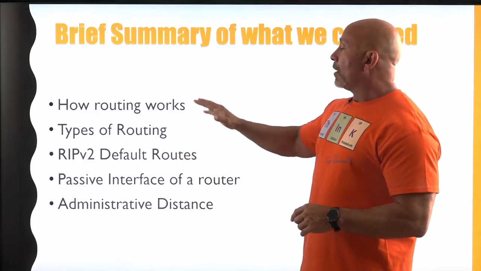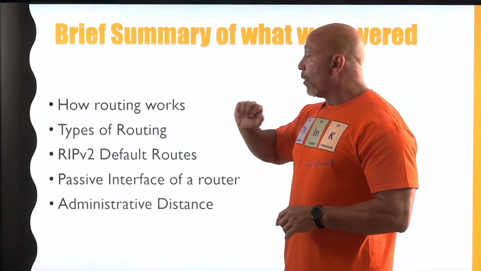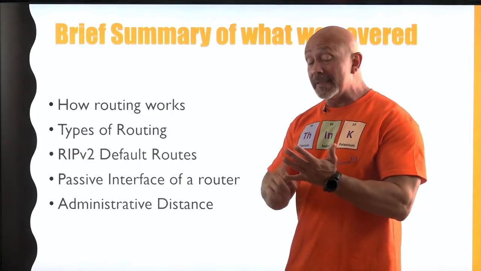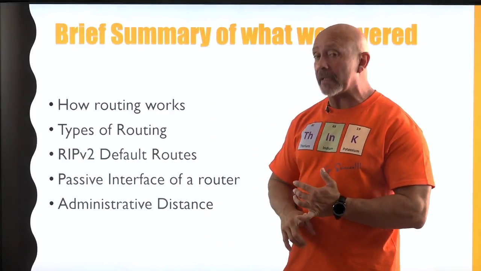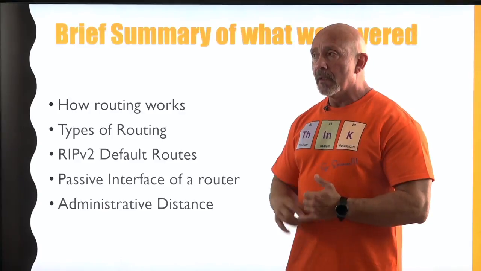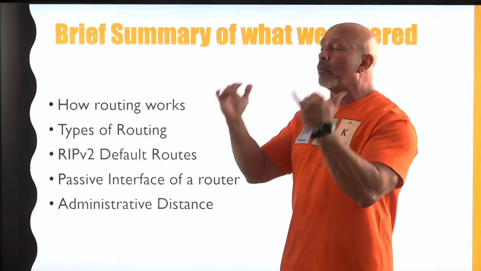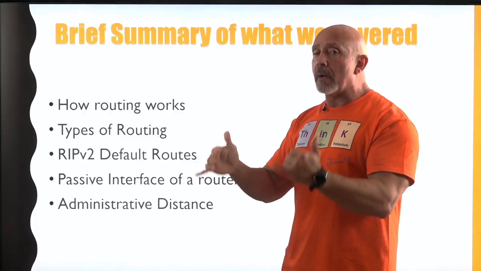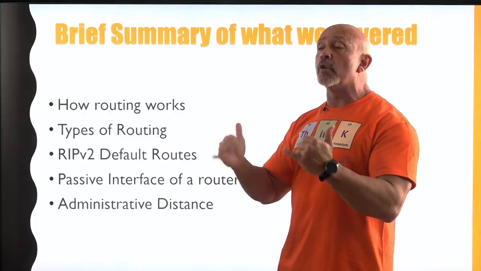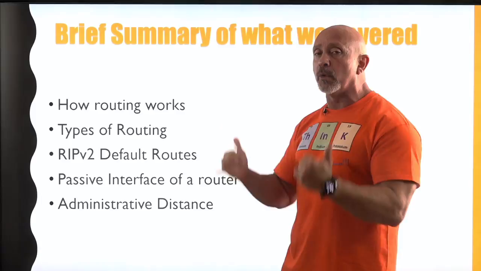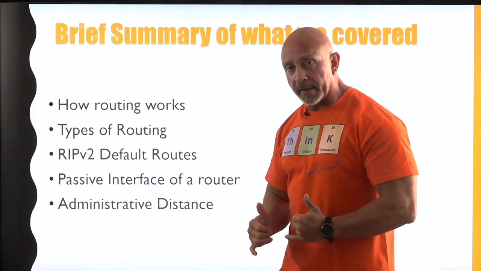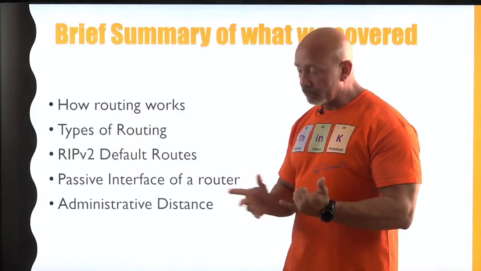So we talked about the process and the types of routing. We have default routing, static default routing. The whole purpose of static default routing is so that the router does not drop the packet if there is no entry in the routing table for it. It just sends it off to the next router.